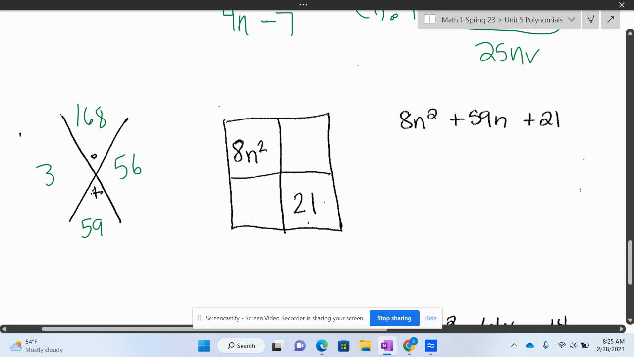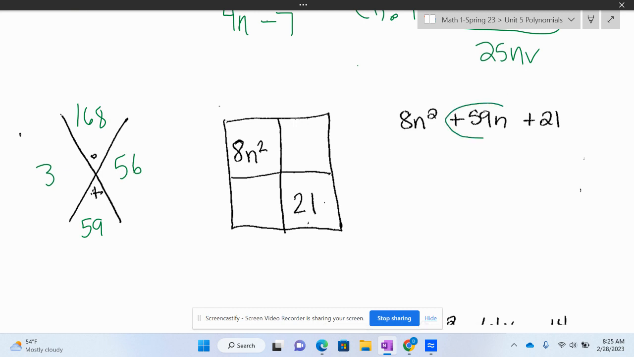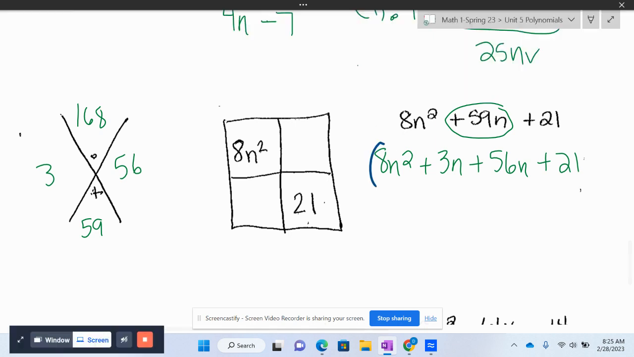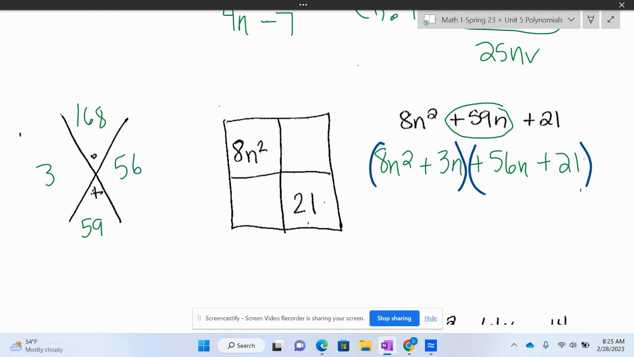So I'm going to use the grouping method that we learned yesterday. So remember, I'm replacing this term with the positive 3n and a positive 56n. Okay. So let's see. Group. So between 8n squared and 3n, what can I divide out of both of those? What can I factor out, divide both of those by? N. I'm going to divide them both by n.